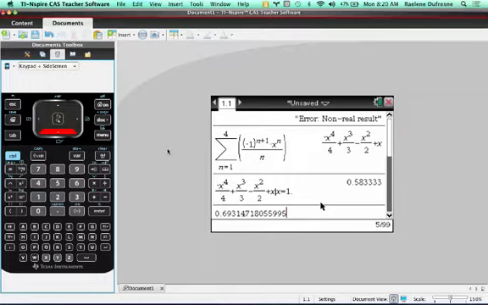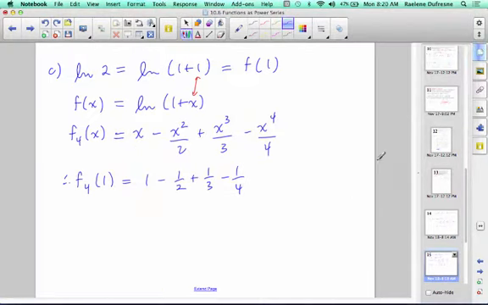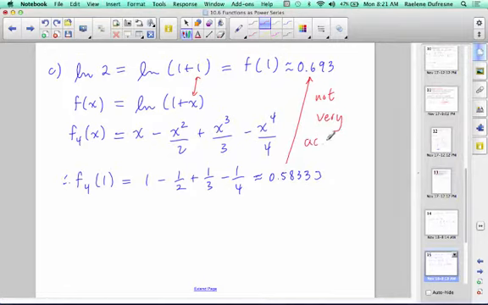Well, we could try the same thing with the ln of 3, but in using the ln of 3, we need to substitute x with 2 this time. So this is approximately equal to 0.58333, and the ln of 2 is approximately 0.693. So not very close. We're not very accurate.